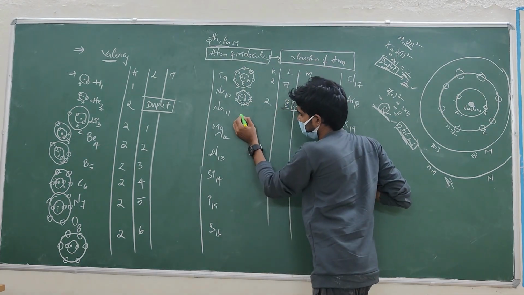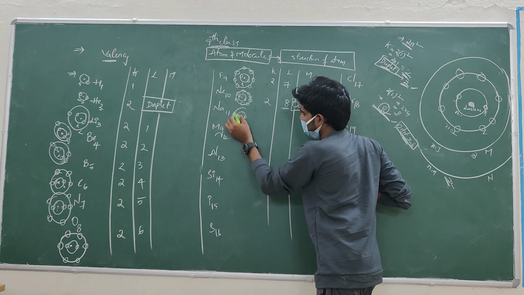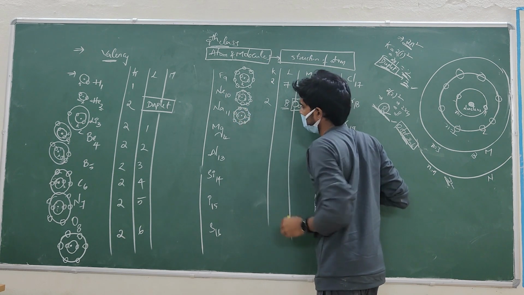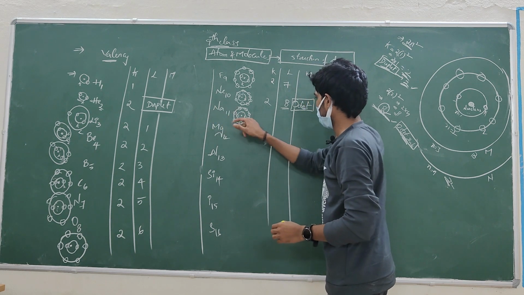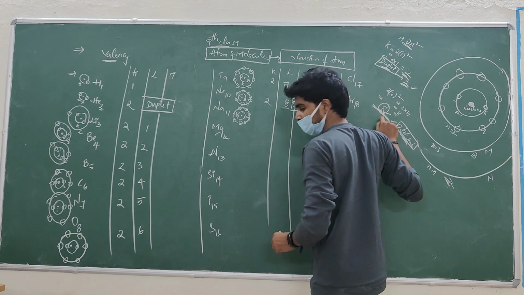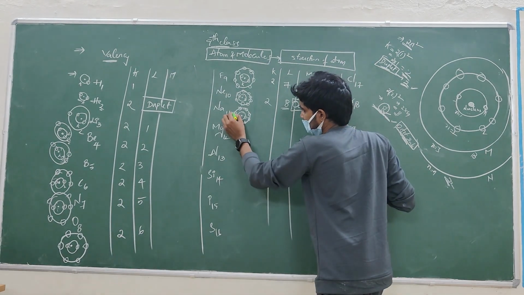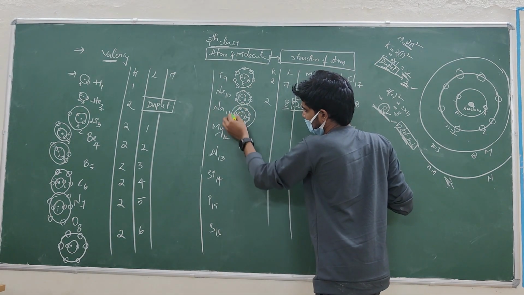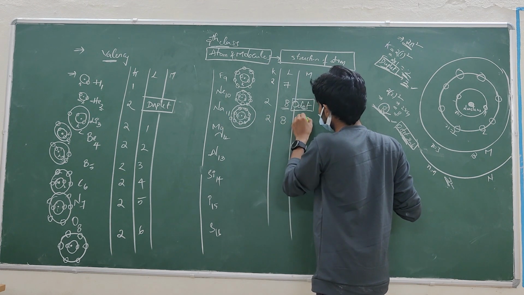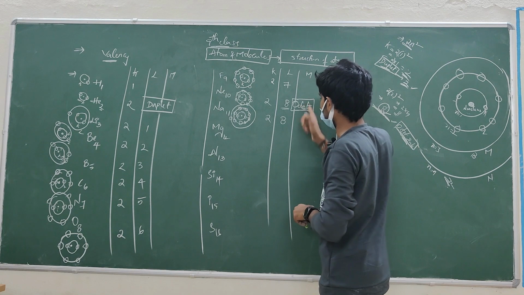Coming to sodium, let's say 2, and then 8, 8 plus 2 is 10, completed. But I want to put one more electron here. Is it possible? No, because it is already filled with 8. So we need to put one more shell here, and that shell is fitted with one more electron. So it becomes 2, 8, 1. The first electron gets added in the M shell.